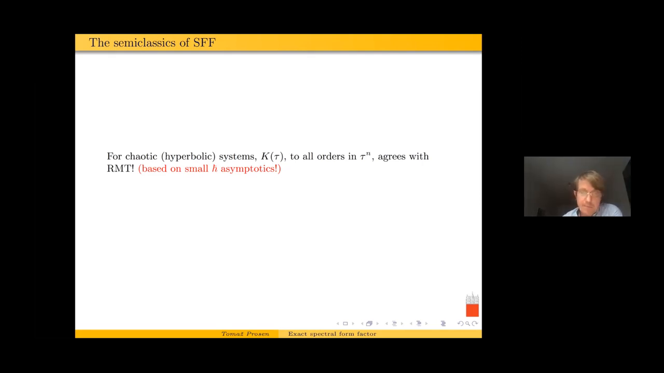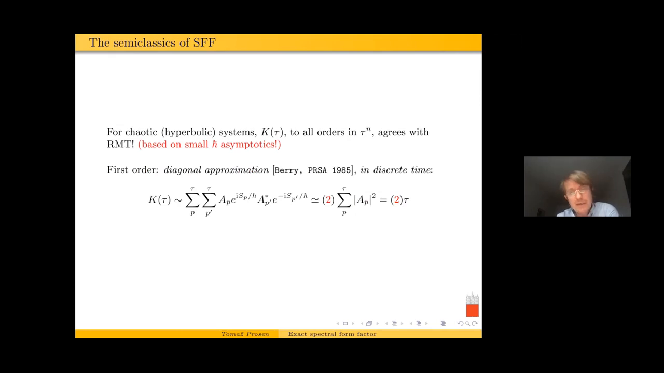In the 80s and beginning of the 90s, this looked like an impossible problem. Berry had been able to compute the first term already in 85, but he used this very crude approximation. At least an approximation has to be somehow controlled, and at that time it was impossible to control it. It's the so-called diagonal approximation.